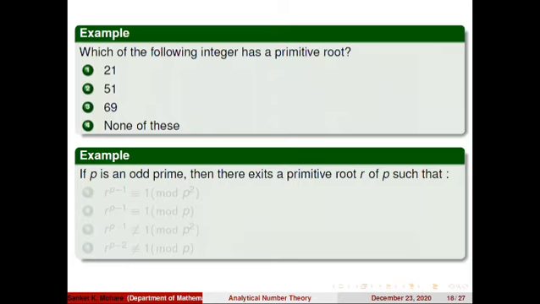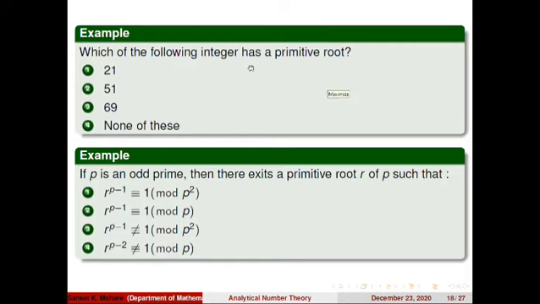So what is the answer? None of these. Okay, now come to the next question. If p is an odd prime, then there exists a primitive root r of p such that... Sir, for example number two, is the third option correct? Yeah, the third option is the correct one. It is a statement of the first lemma.